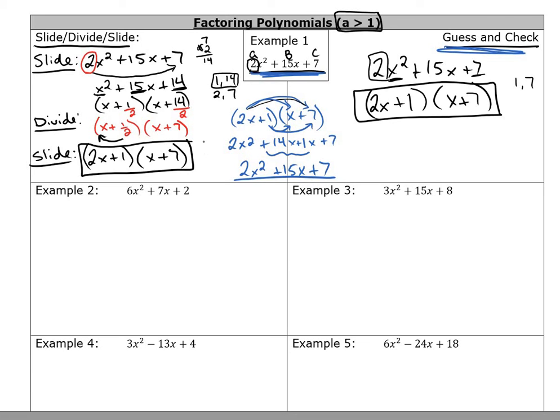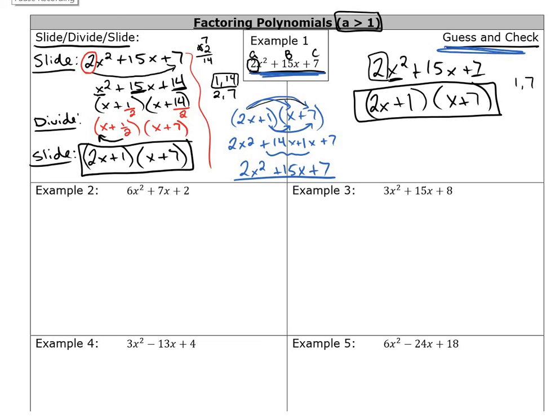It works every time. As you can tell, it just looks like there's a little bit more work involved, whereas if you can see the guess and check immediately, you got your answer. Alright, that being said, use either method you want. Move on to example number 2. Pause this video until all of the people at your table have finished, and then push play to check your work.